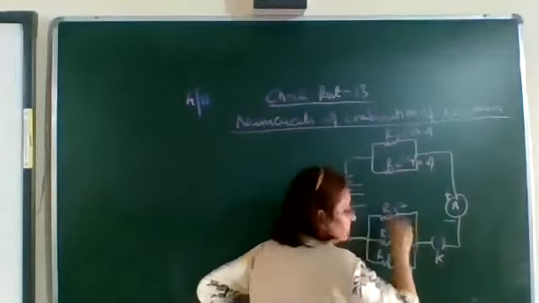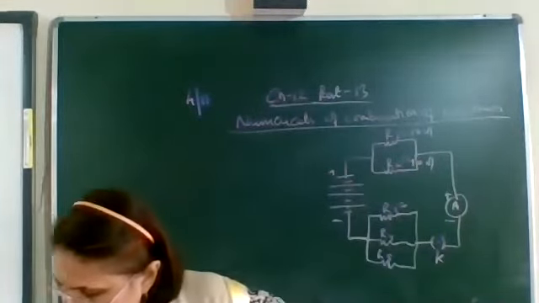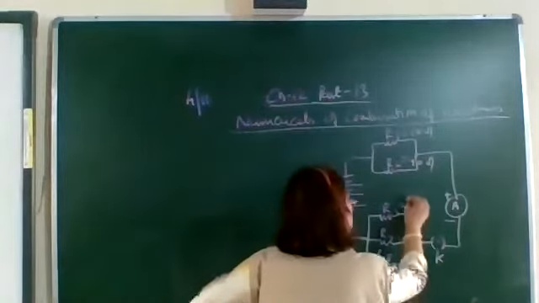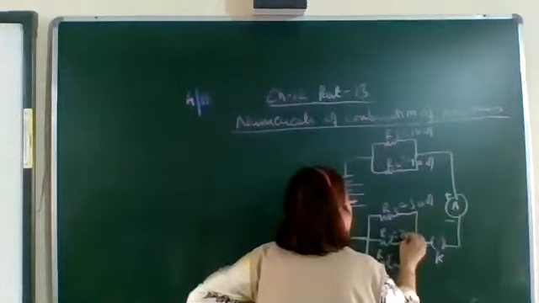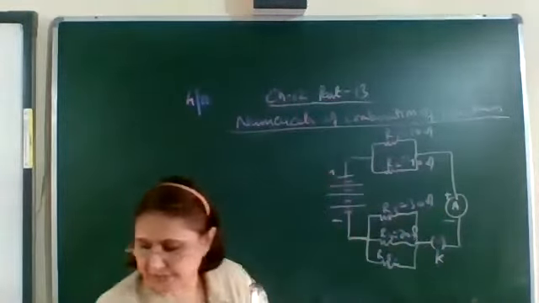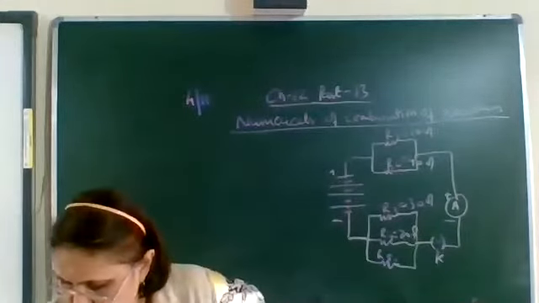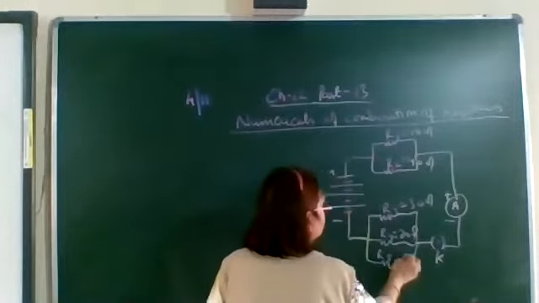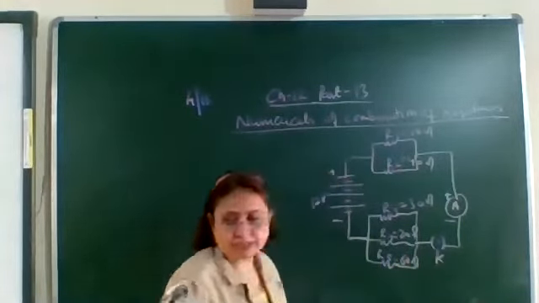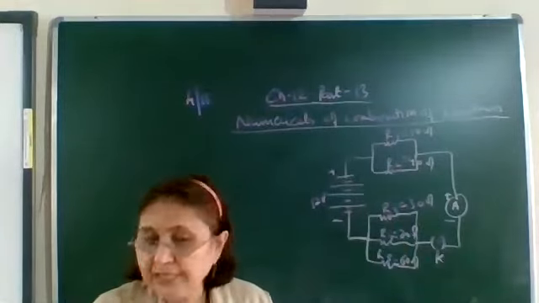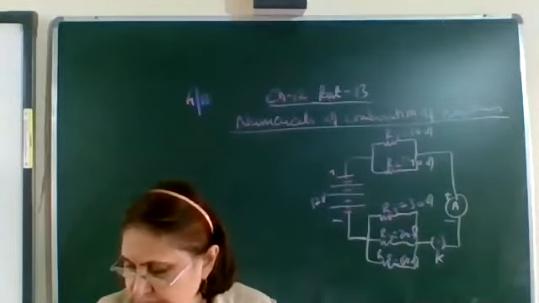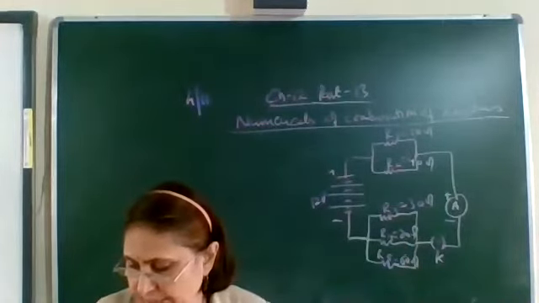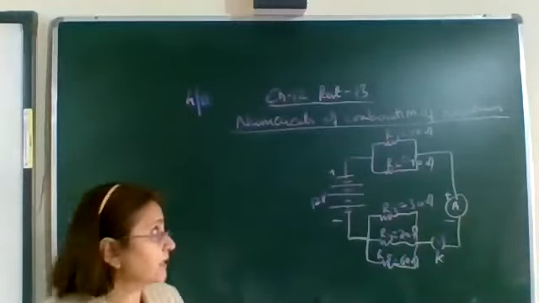R3 is 30 ohms and R4 is 20 ohms. Also R5 is given as 60 ohms, and it is connected to a 12-volt battery. So these are the resistances and it is connected to a 12-volt battery. You have to find out, as the first part, the total resistance in the circuit, that is, the equivalent resistance of the circuit has to be determined.